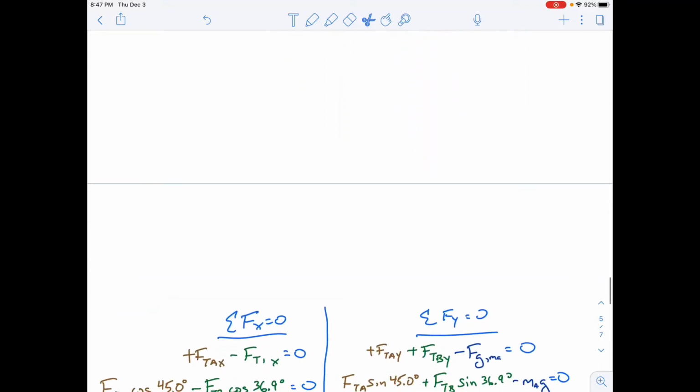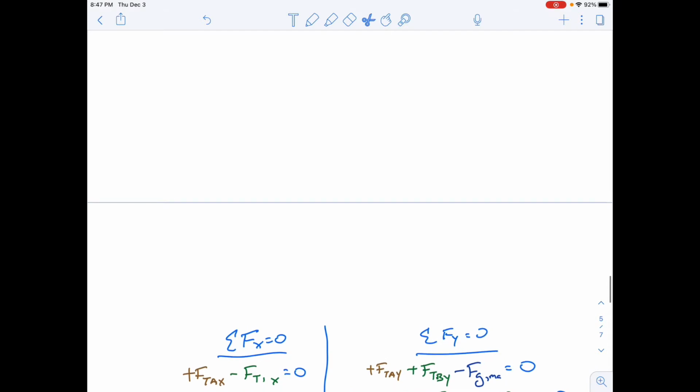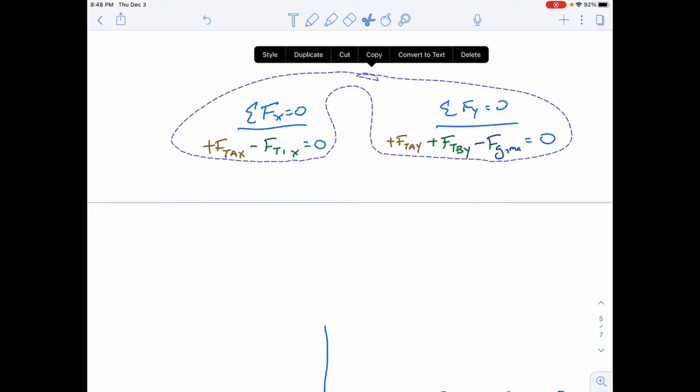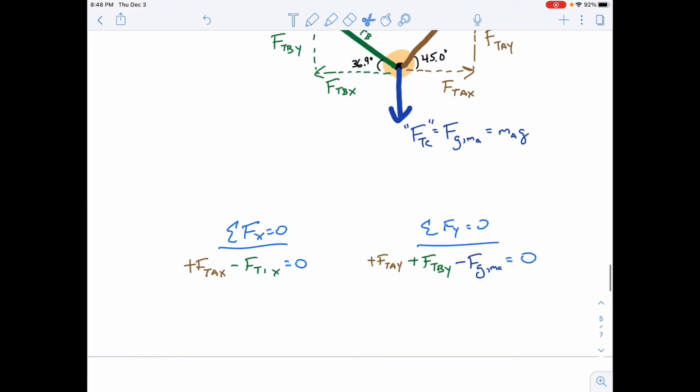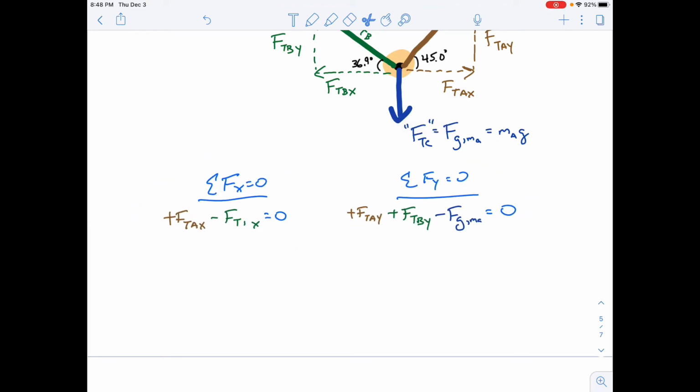So we have to think about things. So what we're going to do is, because this is a vector problem, we are going to do an analysis where it is a zero resultant, which also means it's Newton's first law, right?